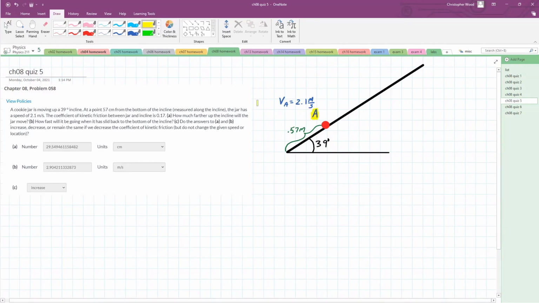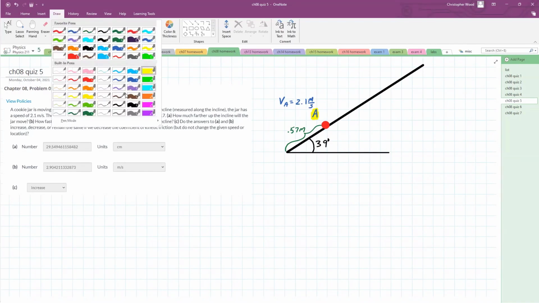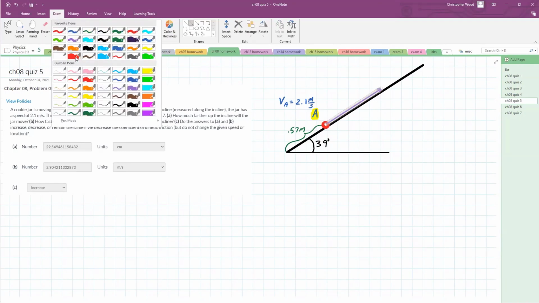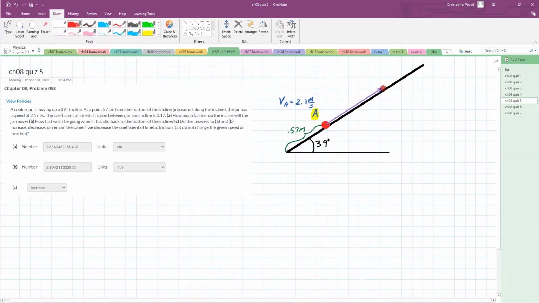Okay, so let's keep going. We have friction. So friction has reared its ugly head. How much farther up the incline will the jar move? So the jar is going to move farther up this ramp. Let's indicate that this is the amount of displacement. My jar could move up the ramp some distance. That's what I've got to find, and then skid to a halt right here.